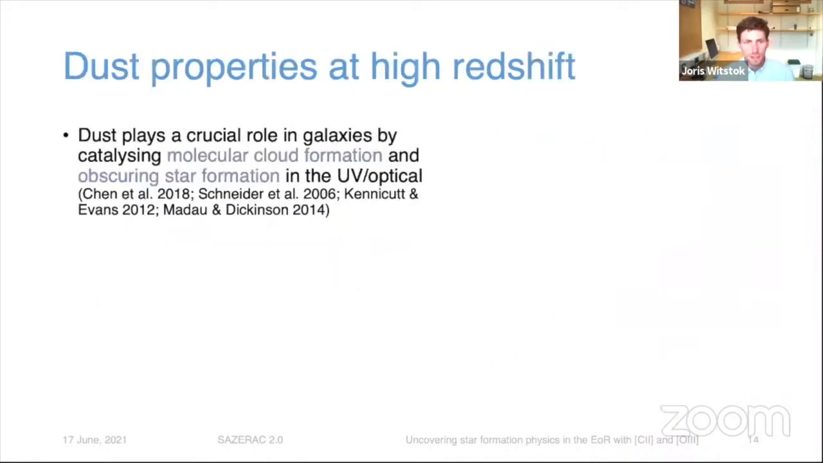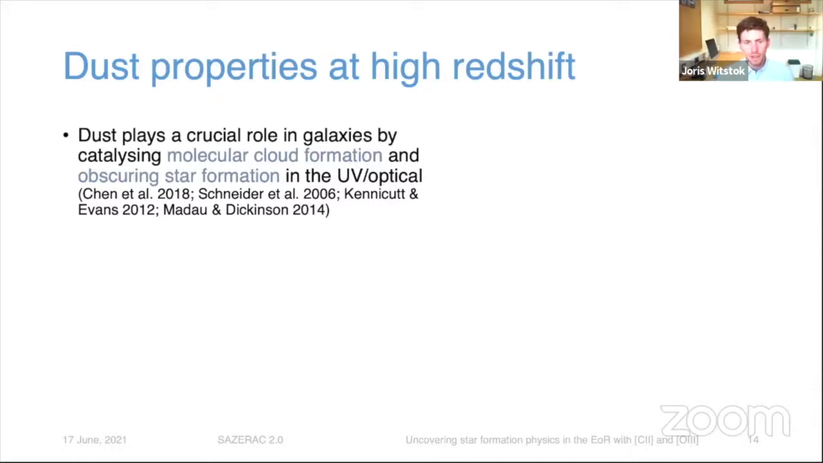The last part I'd like to spend on what we could say about the dust with our measurements. As we've already heard from Rebecca, dust is really a key ingredient in galaxy evolution. It helps in forming molecular gas, but of course it also crucially obscures star formation in the UV and optical.